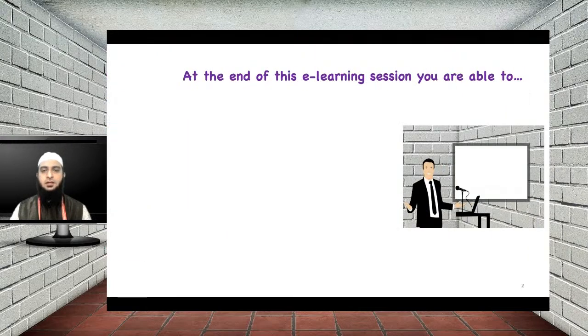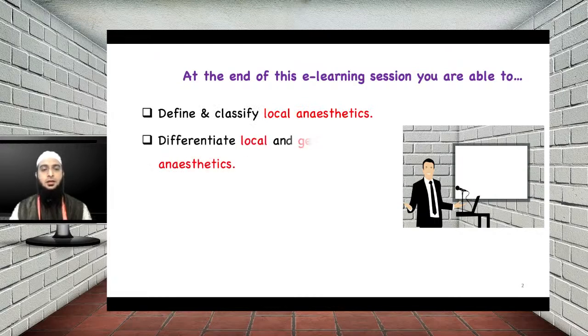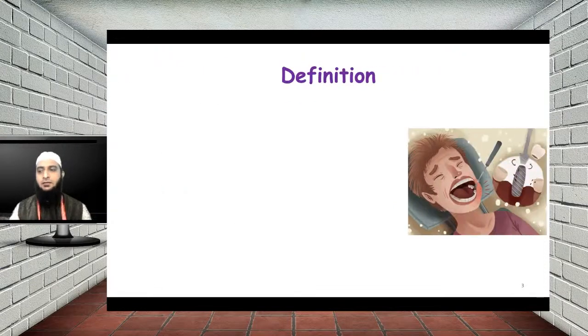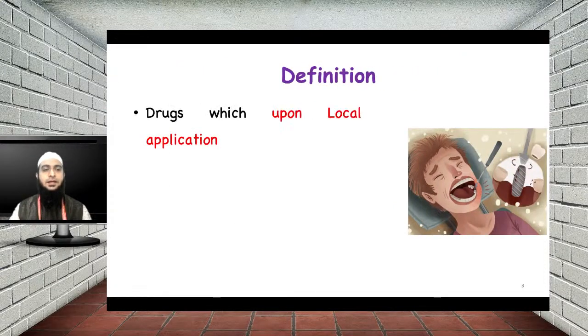Today we'll start with a new chapter, that is Pharmacology of Local Anesthetics. At the end of this e-learning session, you are able to define and classify local anesthetics, differentiate local and general anesthetics, and discuss its mechanism of action. So let's start with the definition of local anesthetics.